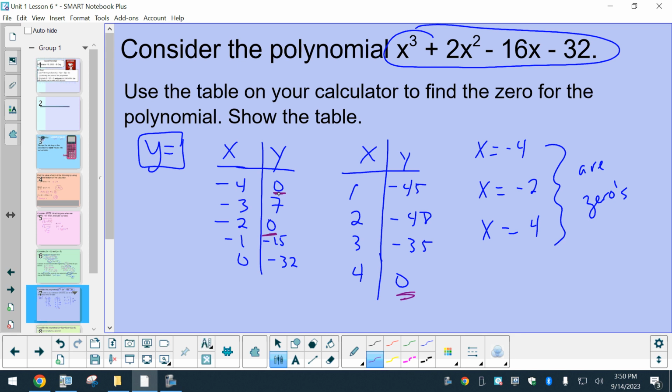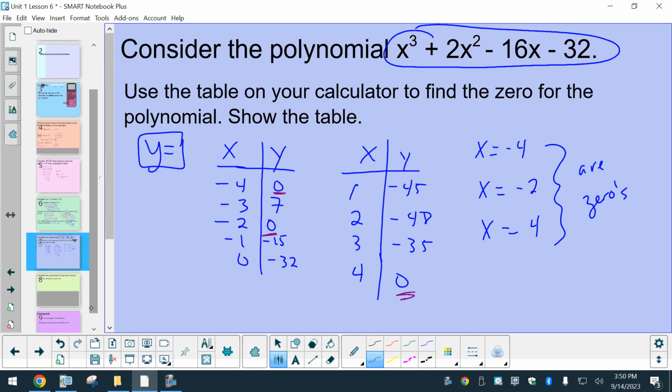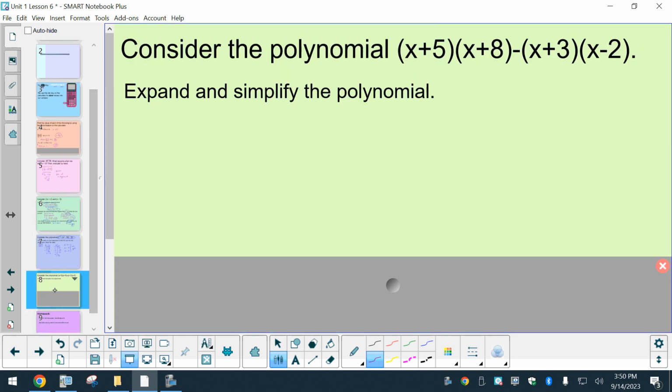Okay. All right, so let's try another little technique. We'll go to the next one. Okay, so we got a big one here. You got 2 sets of binomials that I want you guys to expand and then simplify, okay? So let's take your first 2, the x plus 5 and x plus 8.